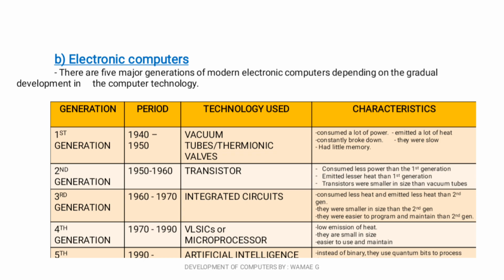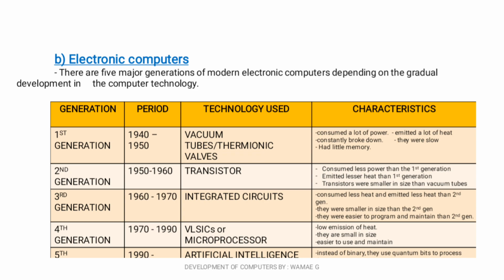First generation characteristics: they consumed a lot of power, they emitted a lot of heat, they constantly broke down, they were slow, they had little memory, and maybe I can also add that they were big, they were enormous, they were very big.